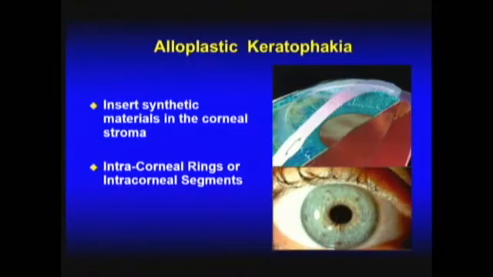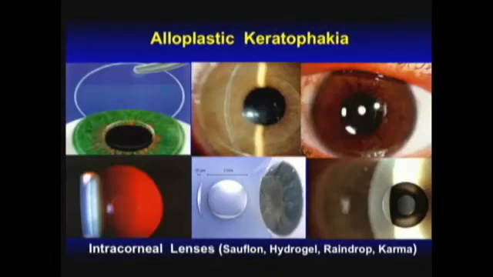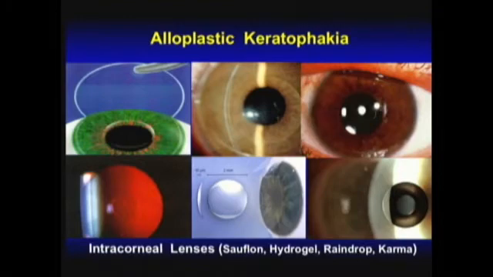At the beginning, the intracorneal rings were not designed to correct astigmatism. They were designed to correct myopia. Then they evolved for the astigmatic correction. And also, we can use intracorneal lenses, the ICLs, but not ICLs as in intraocular contact lenses, intracorneal lenticles. And now they are becoming more and more popular with the Raindrop or the Kamra for the presbyopia correction.